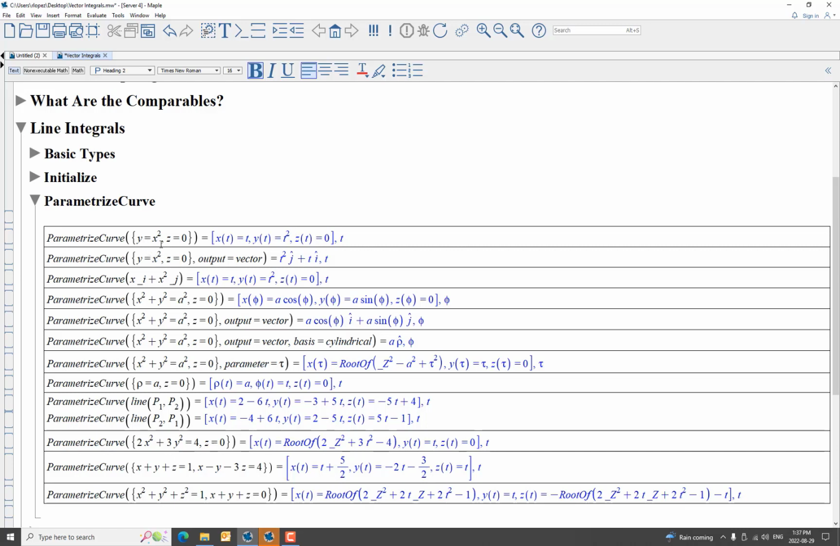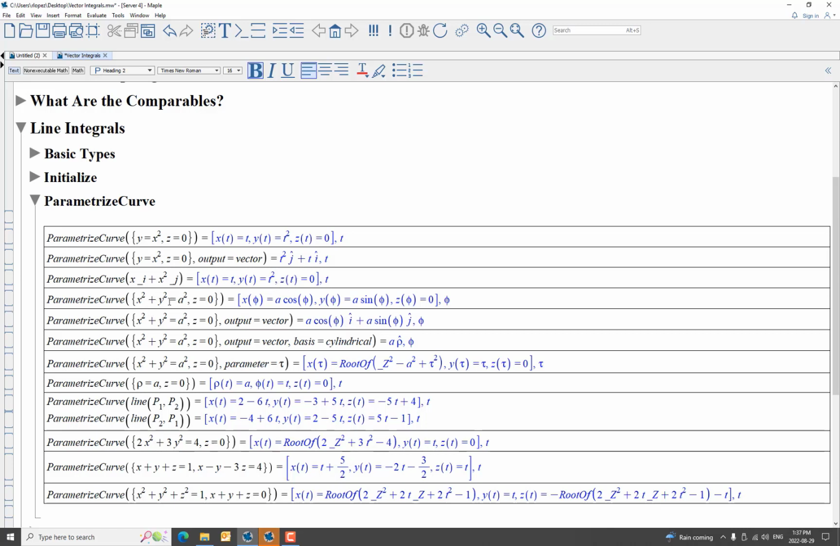Here's a plane curve, y equals x squared, but z equals 0. The parameterization is x of t equals t, y of t equals t squared, and z of t equals 0. t is the parameter. You could output this as a vector, and you would get t i, that's the i component, t squared j, that's the j component. Clearly the z component is 0. If you give it a vector, x, x squared, i and j, it will come back as x of t is t, y of t is t squared, z of t is equal to 0.